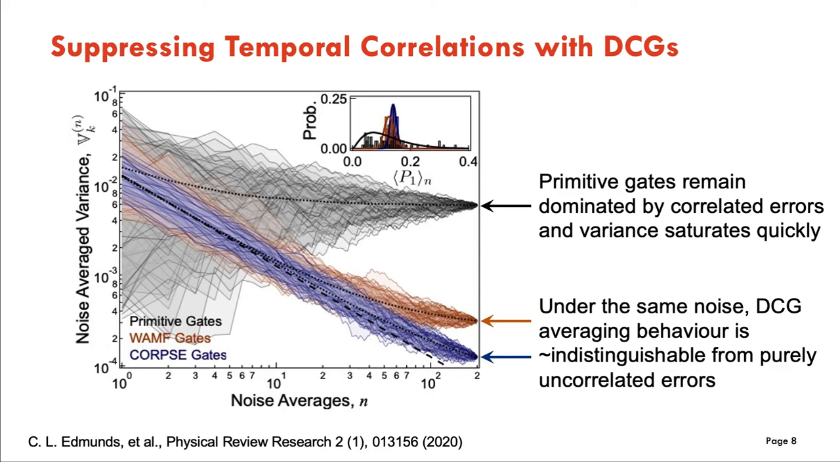I've engineered frequency noise with both correlated and uncorrelated components, and then I've performed randomized benchmarking with primitive gates and with 2 different DCGs, WAMF and CORPSE. With the primitive gates, the variance quickly saturates, showing that we remain dominated by the correlated component of the error, whereas under the identical noise, the DCG scale is approximately 1 on n, showing that they're largely undergoing uncorrelated errors. Quantitative analysis has shown a 50 times reduction in the correlated error strength with these results.